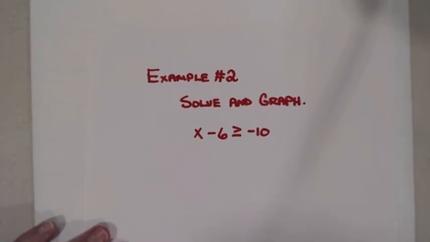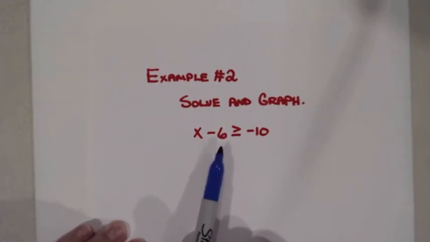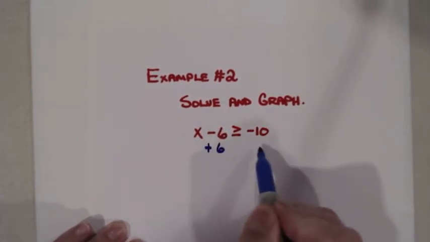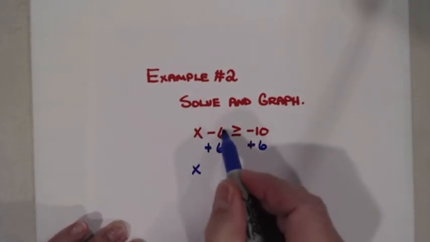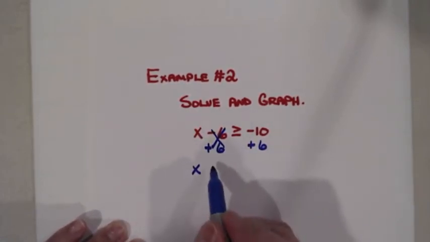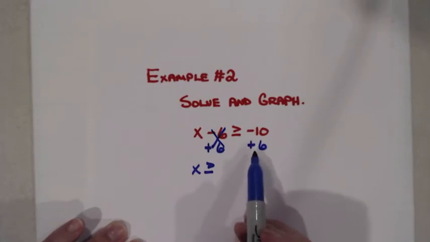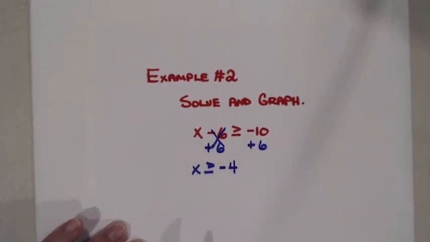Example number 2. It says solve and graph. Remember, inequalities are solved just like equations. To solve an equation, you do the opposite. The opposite of negative 6, positive 6 to both sides. I bring down the X. That cancels out. Greater than or equal to negative 10 and positive 6 put together. The signs are different. I subtract. Take the sign of the larger number, negative 4.